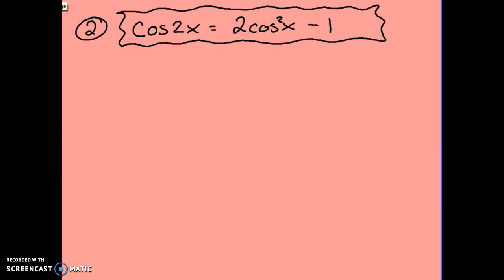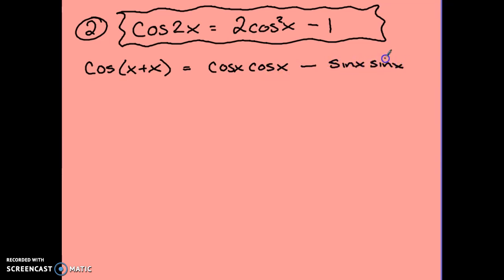The next double angle formula is cosine of 2x. And it equals this. And this one's kind of tricky because there's multiple ways this can be written. So I'm going to show you all of those. And which one you want to use is up to you. Okay, so cosine of x plus x. And I'm going to expand that. So cosine x cosine x minus sine x sine x. These are just those formulas that we were doing in 7.2. So that gives me cosine squared minus sine squared.